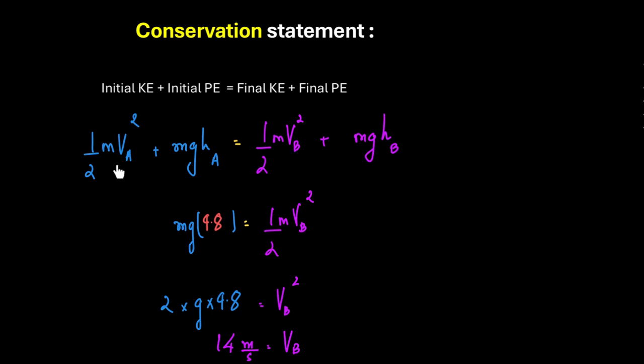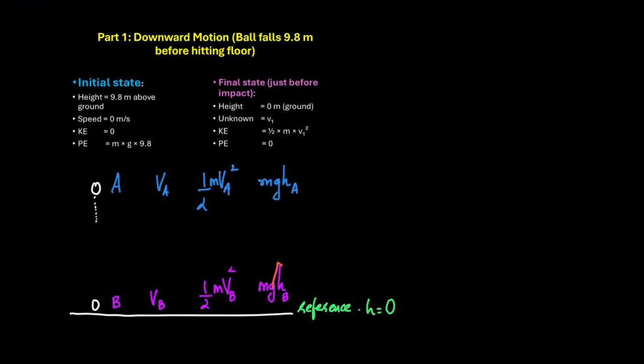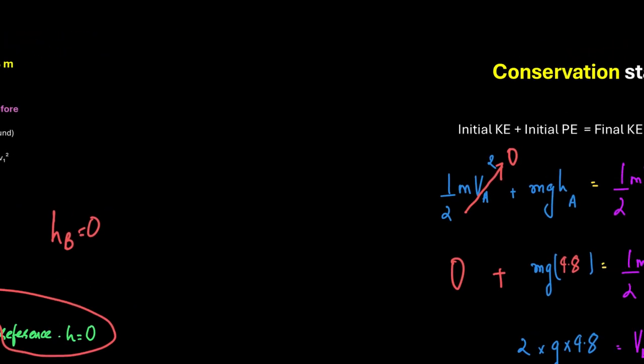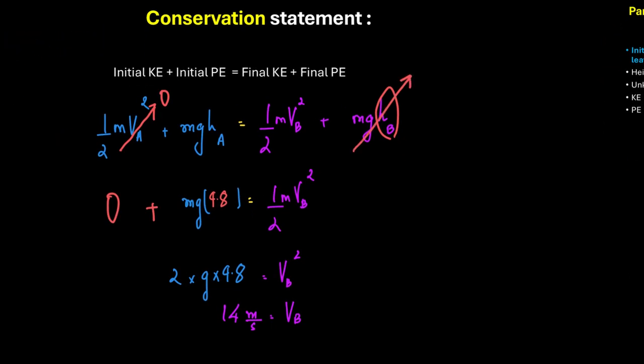Initial kinetic energy is half m VA squared. Initial potential energy is m g HA. Final kinetic energy is half m VB squared. Final potential energy is m g HB. In this, initial velocity is equal to 0, therefore this term becomes 0. HB overlaps with the reference height h equal to 0, therefore HB is also equal to 0, which means this term is also 0. So we get m g into 9.8, which is HA.